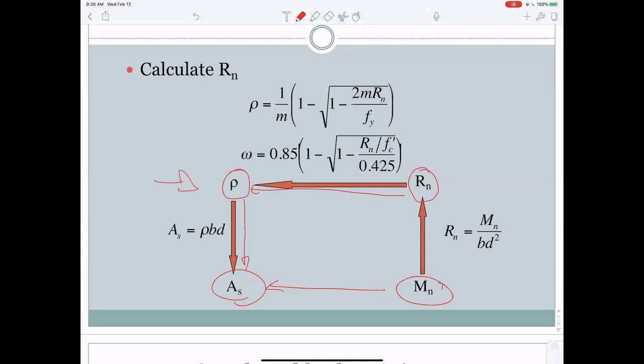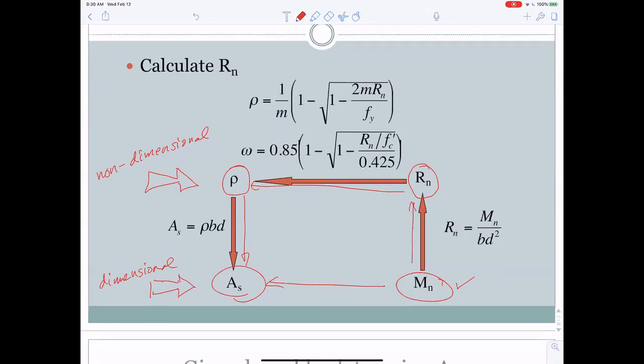So you can think of this row here as the non-dimensional equations or world. And this row here is the dimensional, which is what we live in. Okay, so you know this, you want to get this, but we can't do it directly. So you convert Mn into Rn because we have this equation. And then once you know rho, you can convert it back into the physical units of As, which is the whole goal. We want to know that.